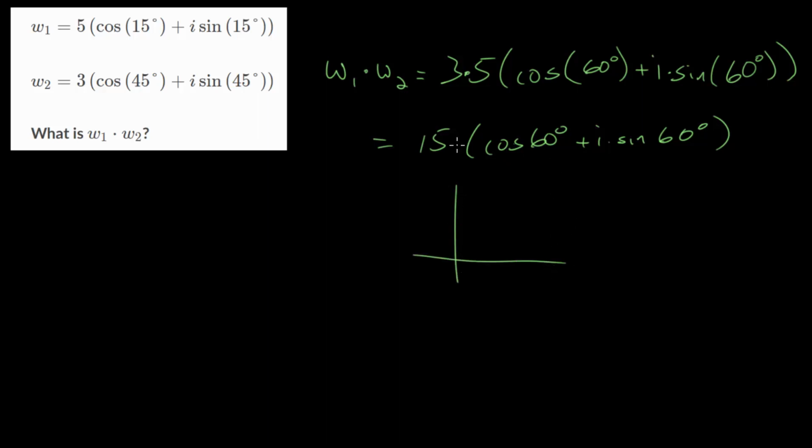And if we want, we can graphically plot this. It's 15 away from the origin and at an angle of 60 degrees. So this length would be 15 and this angle here would be 60.